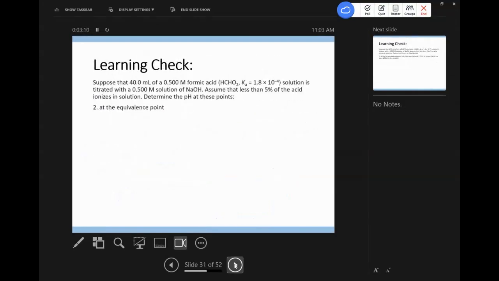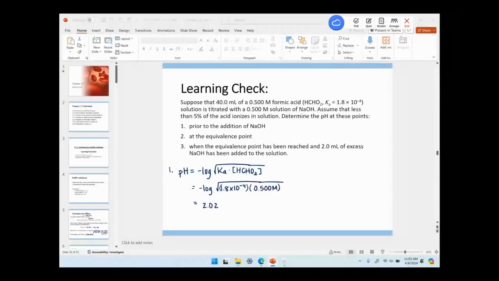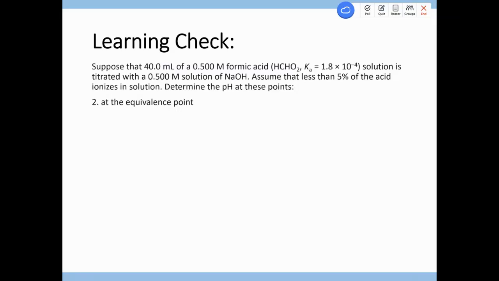Okay, so just remember the question says that we have 40 mL of a 0.5 molar formic acid solution, so a weak acid. It's titrated with a 0.5 molar solution of sodium hydroxide, and then we are determining the pH at the equivalence point. So what's important here, before we even do any calculations, is to think about what is present in solution. And the ratio of the acid and the base is also important.